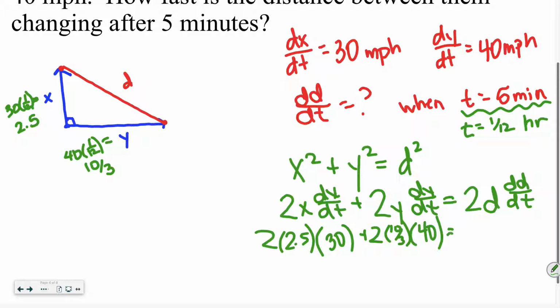We have one more thing to find. How do we find D? Okay, we can come back up to our original. Sometimes this is going to happen where you're given some measurements, but you need to find some measurements as well. You're going to have to come back to your Pythagorean theorem to figure out what the distance is at that time. So I'll let you go ahead and find that for me.